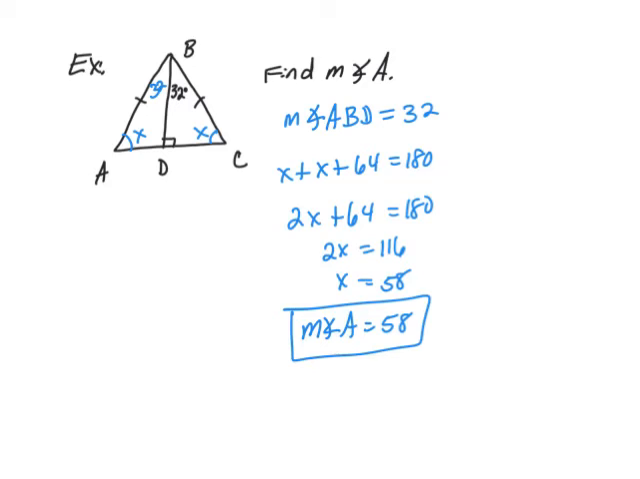You could have also just used the right angle and said 32 plus x is equal to 90. That also would have worked.